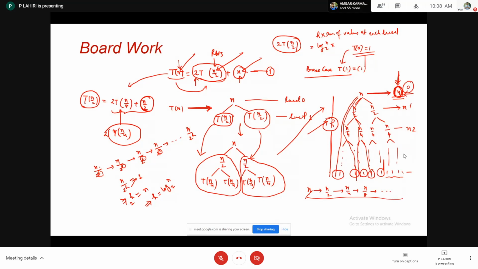What is the sum of values at each level that you calculated? n. So multiplied by n, what is the value? n log of n base 2, which can be expressed as big theta of n log of n base 2.